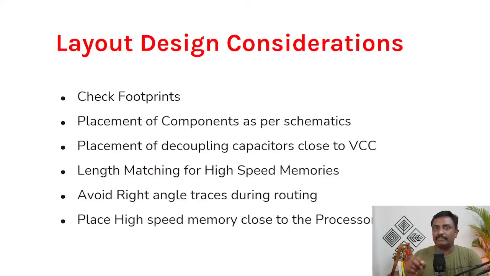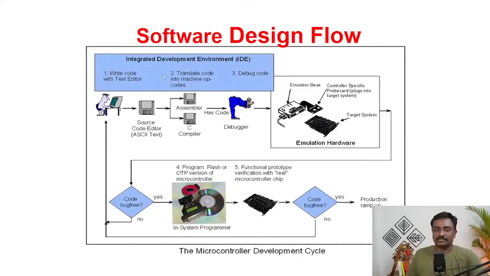So that is called length matching of high-speed memories. Avoid right angle traces during the routing and place high-speed memories close to the processor. That's all about layout design considerations. Coming to the software design flow: the hardware design flow has the schematics and layout, and once the PCB layout design is completed, you send it to the PCB fabrication unit. You will send for a stencil also. That's the hardware design flow.